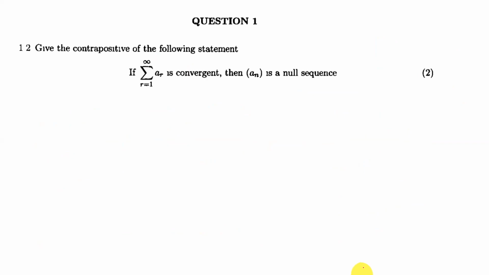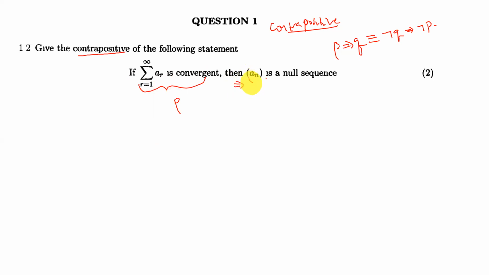Give the contrapositive of the following statement. So this one, contrapositive, we just remind each other. By contrapositive, we mean that P implies Q is logically equivalent to not Q implies not P. That is the contrapositive. So if this one is convergent, we have P. This implies this one is a null sequence, we have Q. So what is the contrapositive?